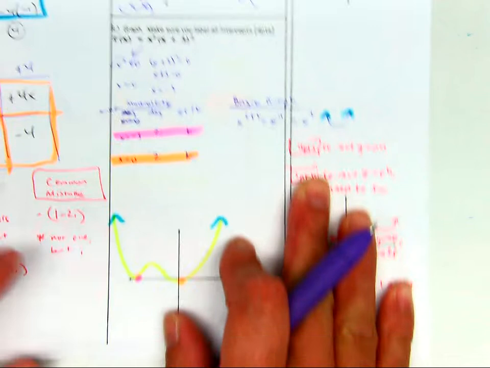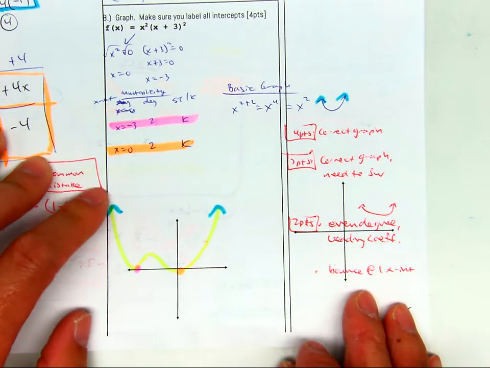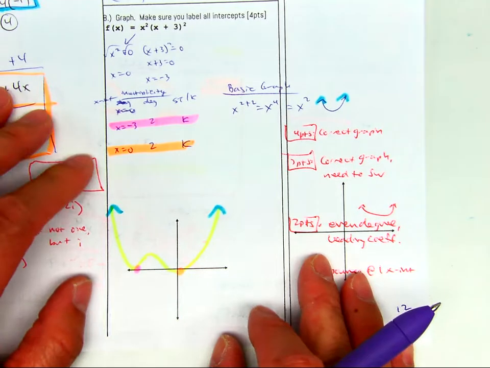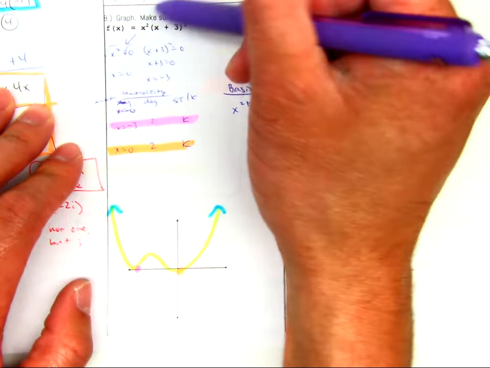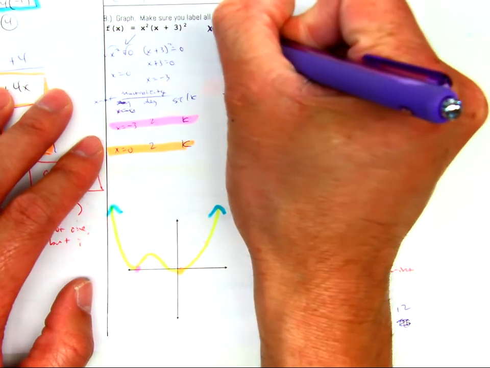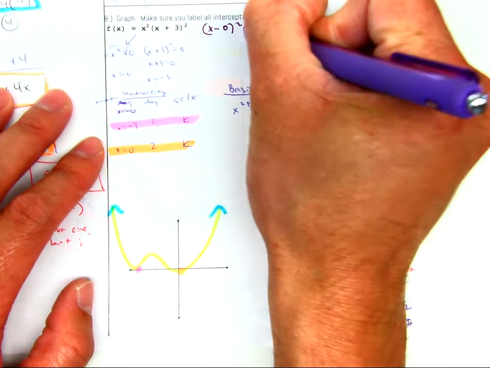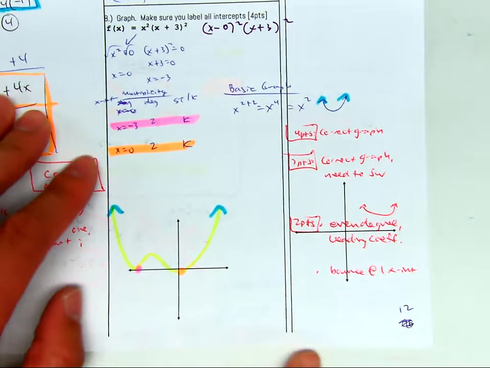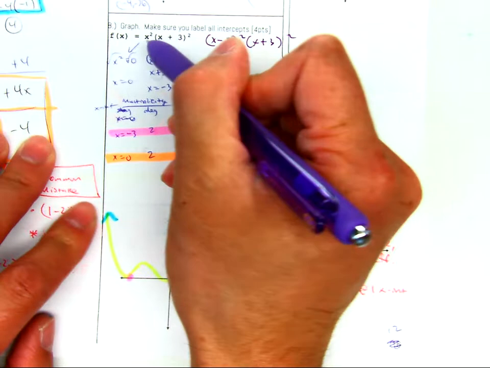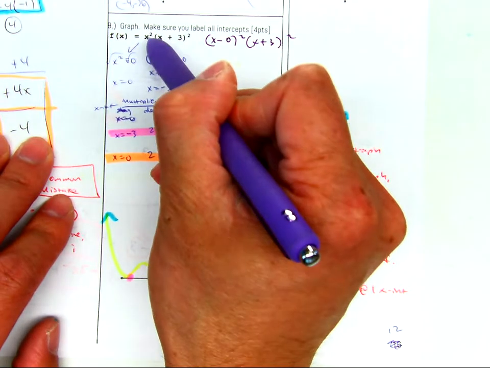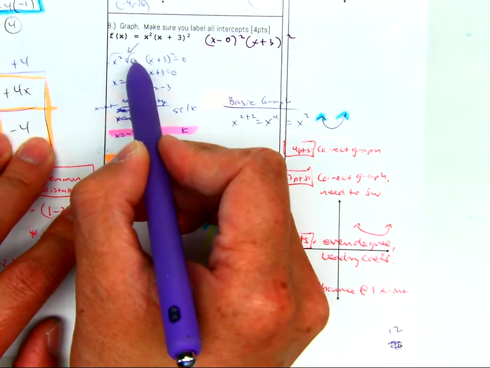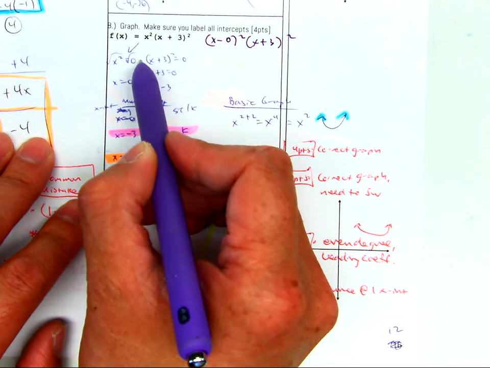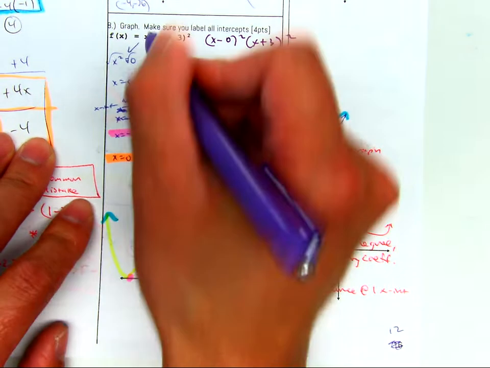And the last question: make sure to label all your intercepts. I got this question directly from last year's test, and I just changed a couple of things. x squared, you can write that as x minus 0 squared, and x plus 3 squared. If you use the zero product rule, x squared equals 0, take the square root, x is plus or minus 0, but 0 cannot be both positive and negative, therefore my answer is x equals 0.